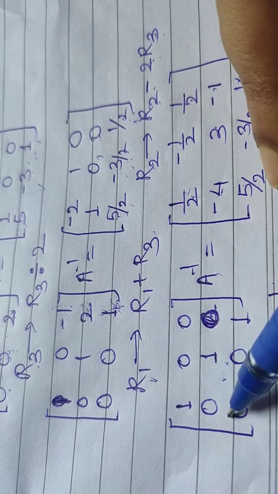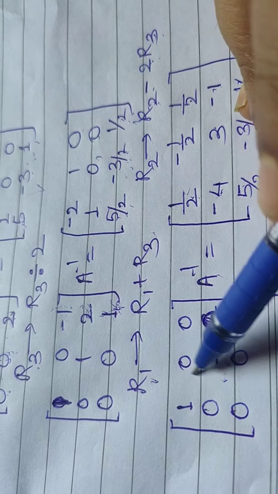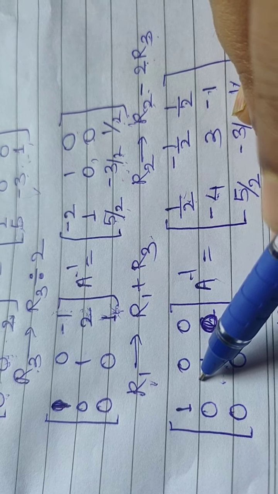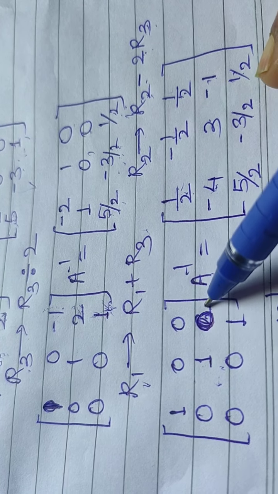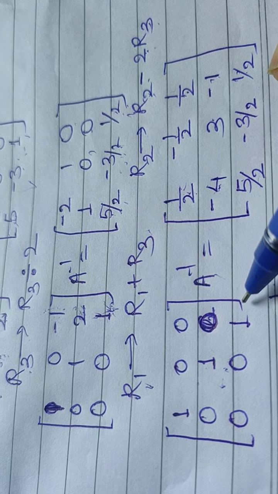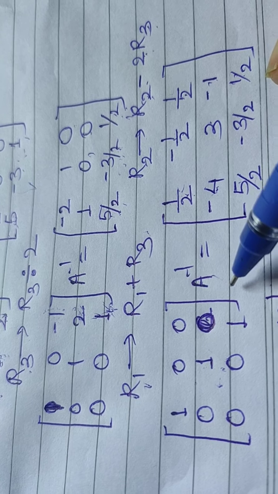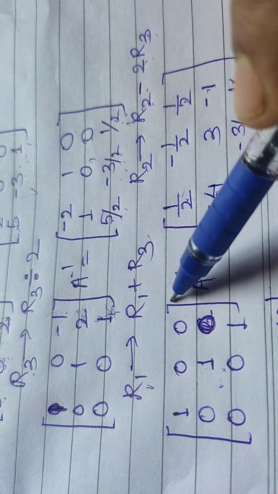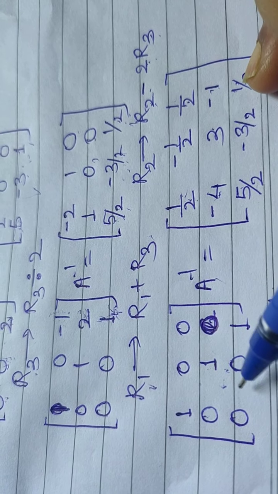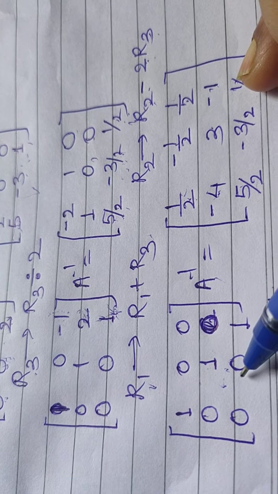Once we get 1 0 0 or 0 1 0 on the left hand side, they should not change. We can use elementary row transformation or elementary column transformation also. When we use elementary column transformation, we will bring 1 0 0 row wise on the left hand side.